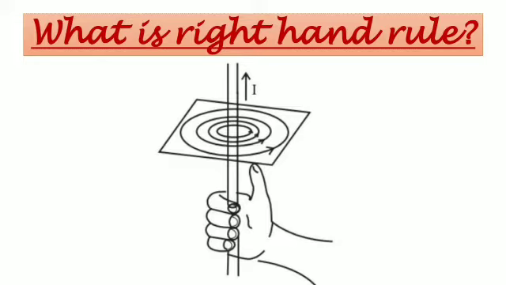Imagine that the current carrying wire is grabbed with your right hand, as you can see in this diagram, with the thumb pointing in the direction of the current, that is I. Then your fingers curl around in the direction of the magnetic field. So this is called the right hand thumb rule that we have already studied in the previous lecture. That was all the introduction part.